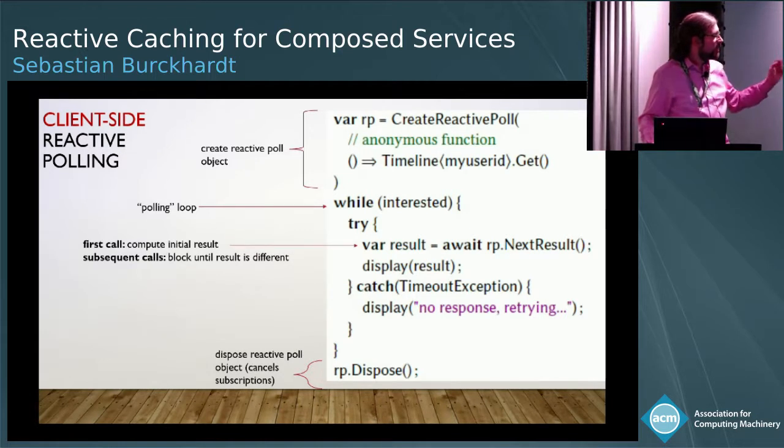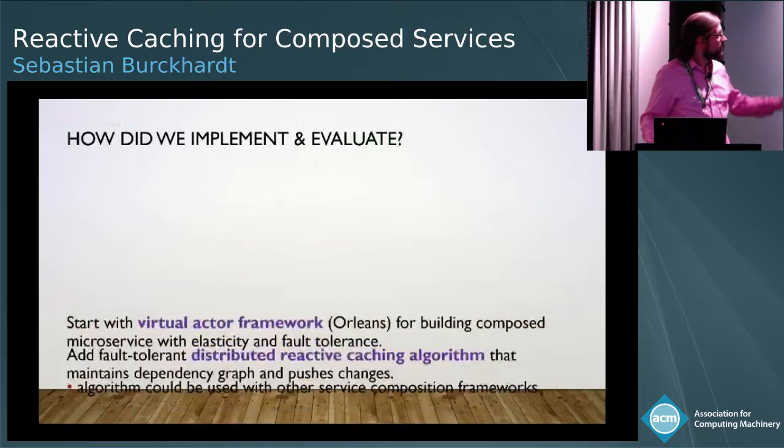But the semantics is different now. When I first call this, it's the same. I just get the first result, which is my entire timeline the first time around. But the difference is, when I call again, it will block until it's different. So this loop does not just keep going. It actually blocks until the result has changed. Only then do I go around again. This is what makes it efficient, because essentially this thing is just hibernating until changes happen. And the error handling is the same.